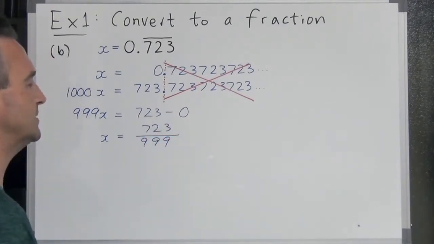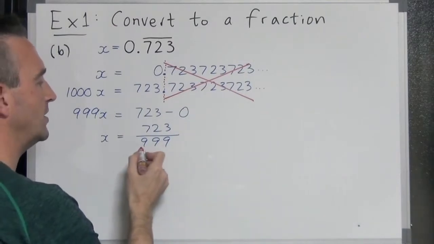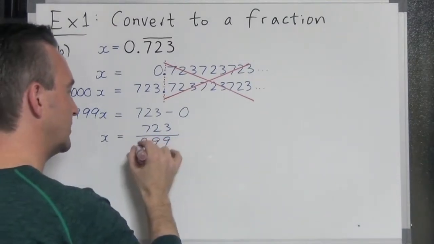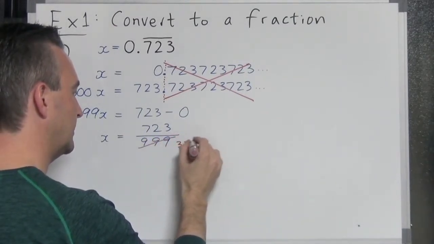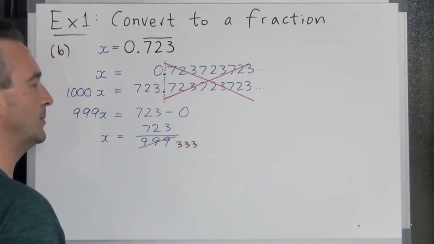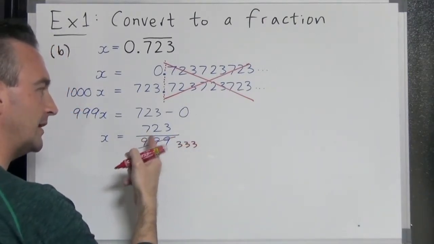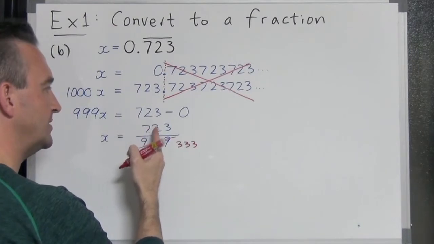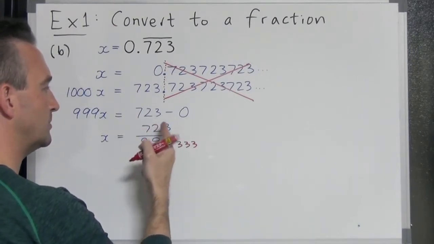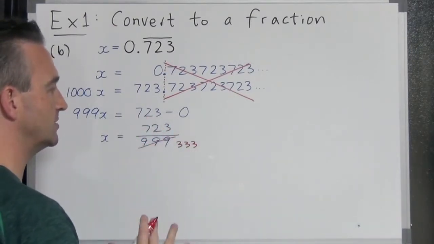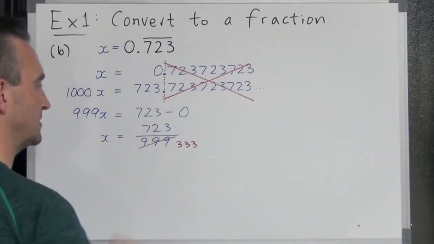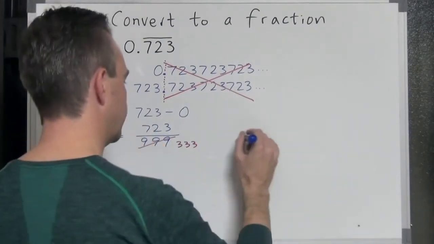999. Can that simplify? Well, I know the 999 can be divided by 3. Dividing that by 3, I get 333. Can the top be divided by 3? Well, we can figure that out. A little test, add the digits together. 7 plus 2 is 9, 9 plus 2 is 12. 12 is divisible by 3, so yes, this must be divisible by 3.